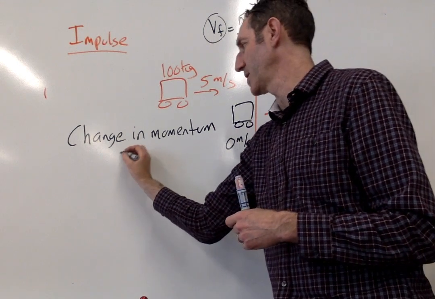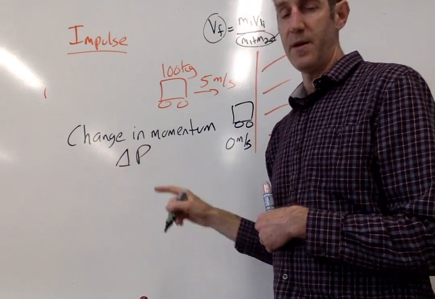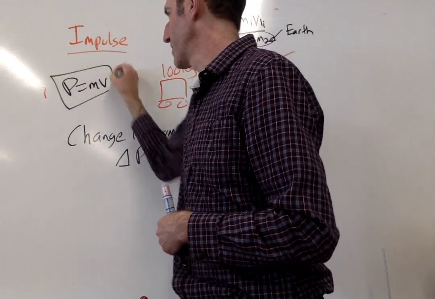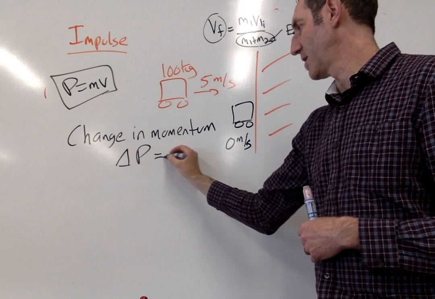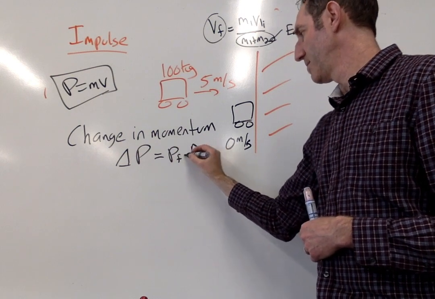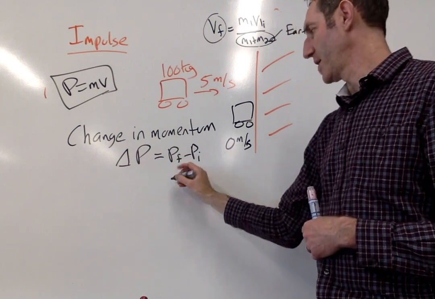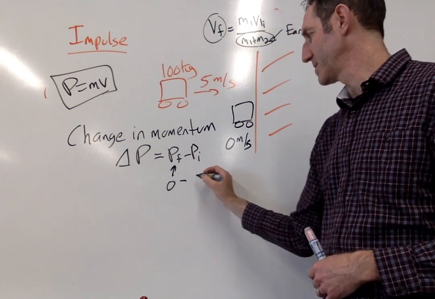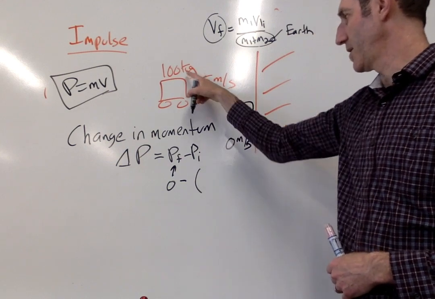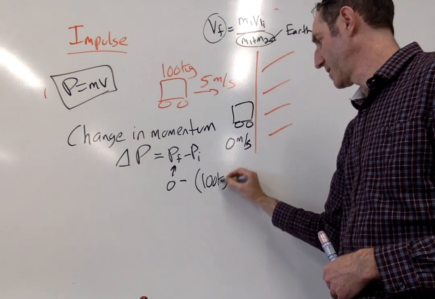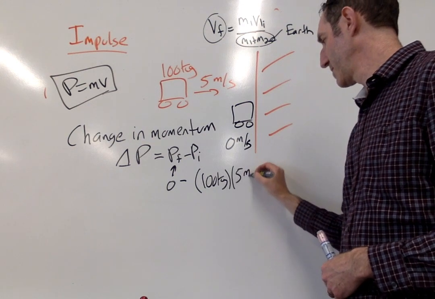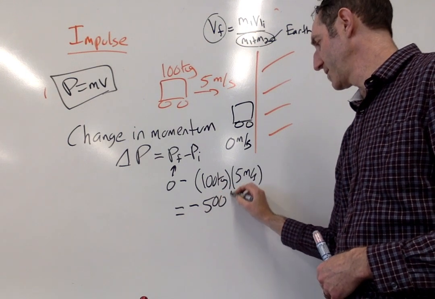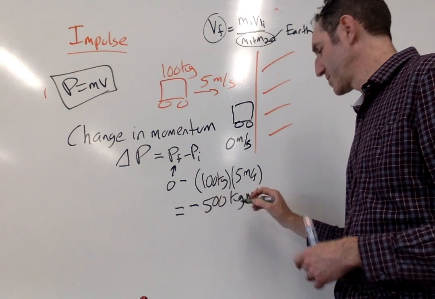And how much did its momentum change? So we'll just do that as delta P. And remember that P equals mv is our formula for momentum. So this one can actually be thought of as final momentum minus initial momentum. The final momentum here is going to be 0 because it stopped. And then the initial momentum is going to be its mass times velocity. So we had 100 kilograms times 5 meters per second. So the change in momentum was negative 500 kilograms times meters per second. Good.